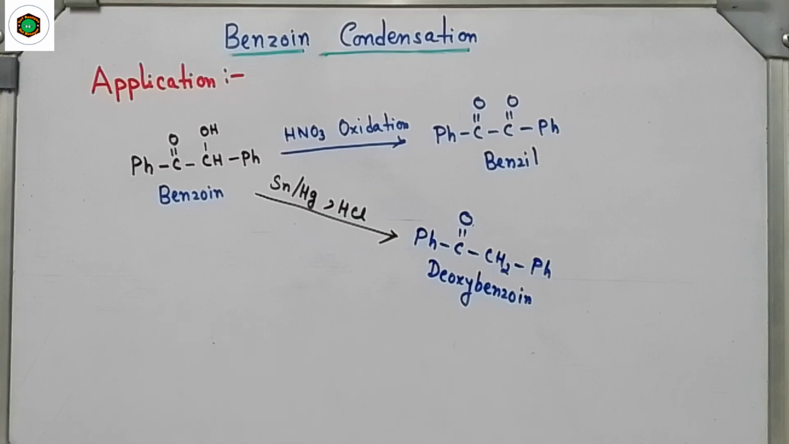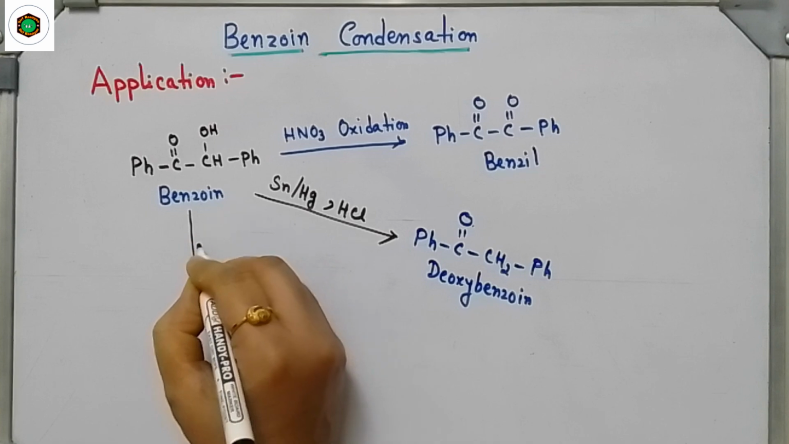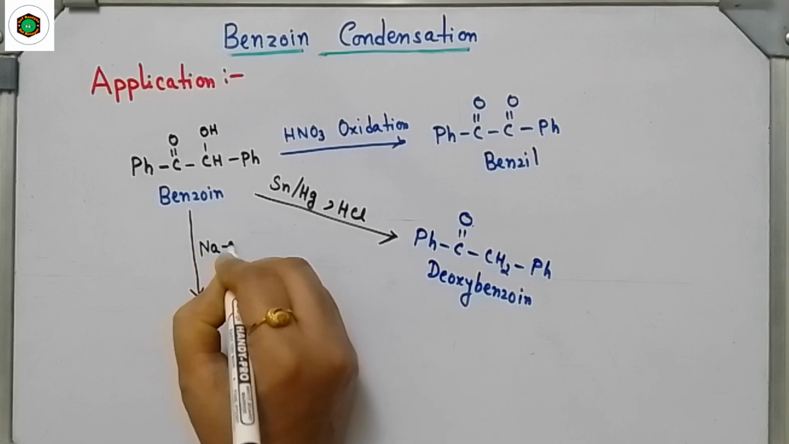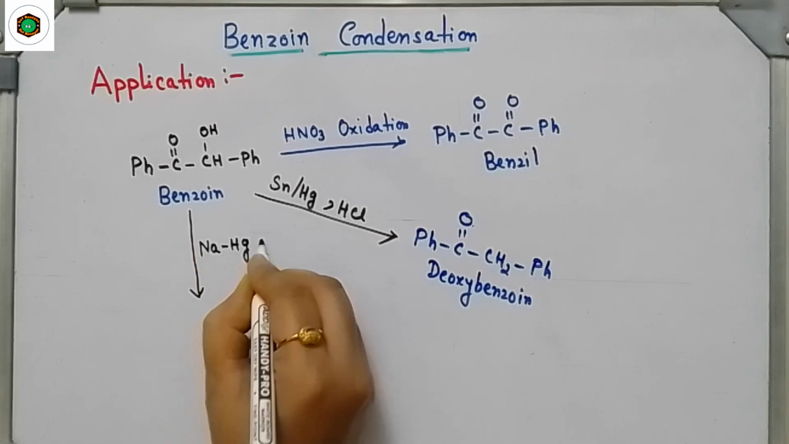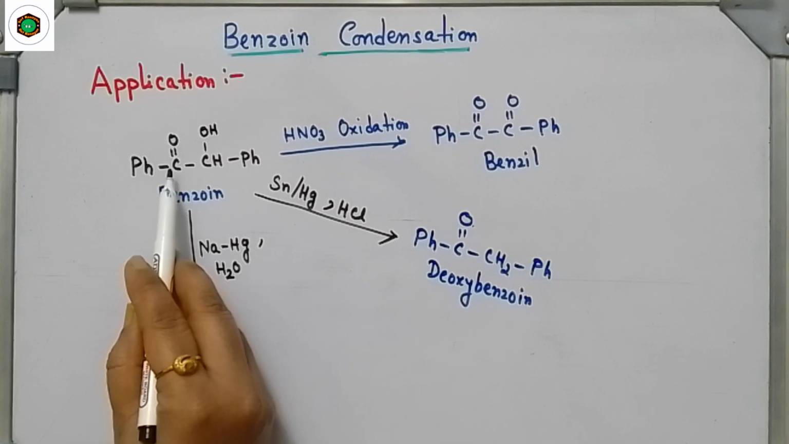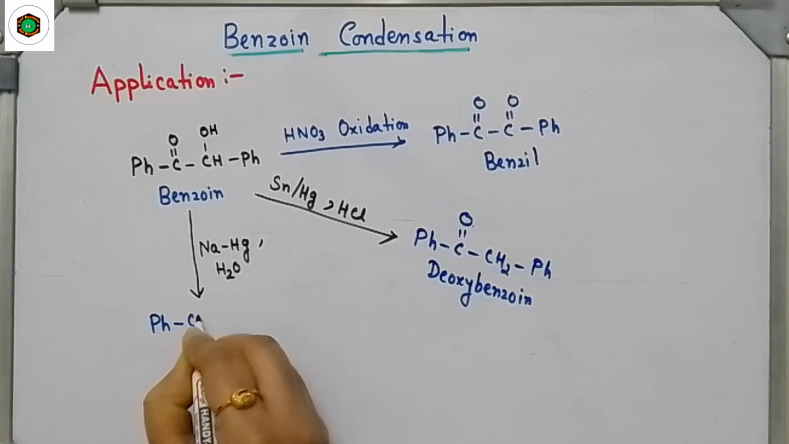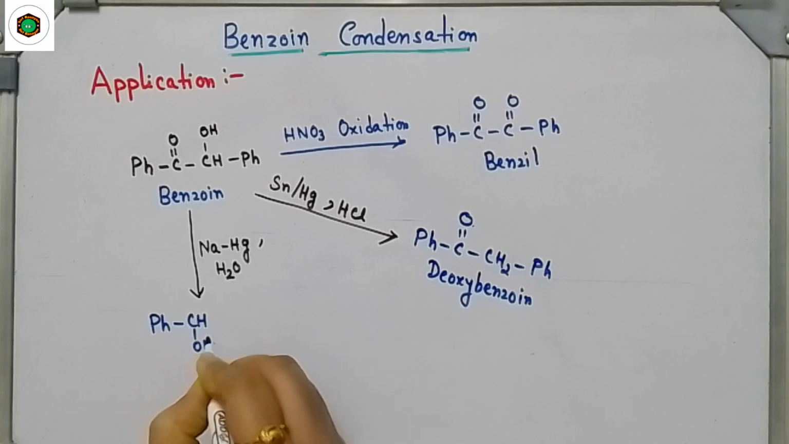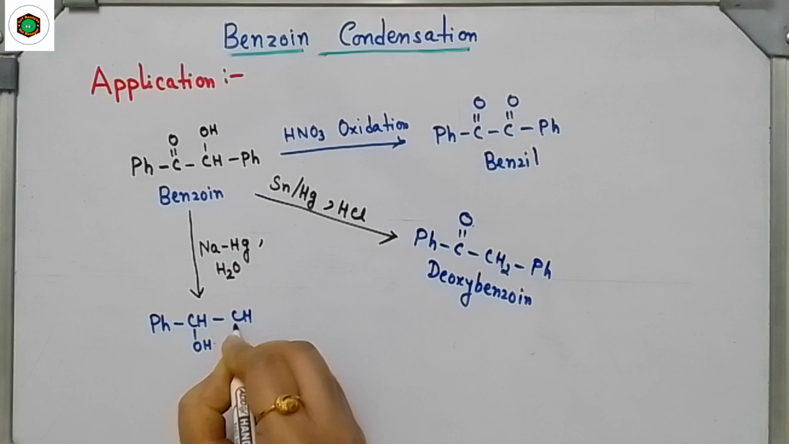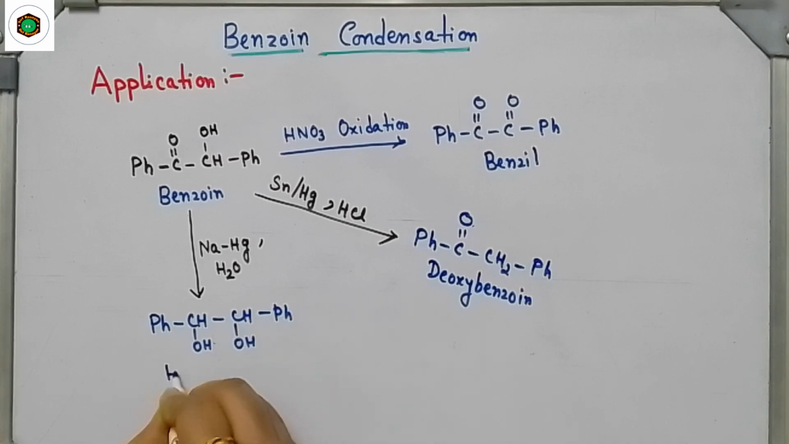Now if you do reduction with sodium amalgam, then water. If you are adding water, so what will happen? CO group will be reduced to CHOH. You will get Ph CHOH CHOH Ph. It is called hydrobenzoin.